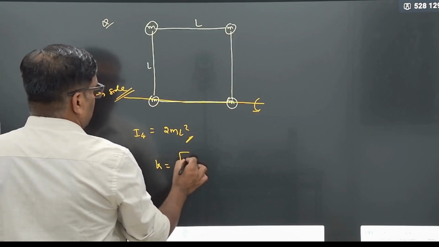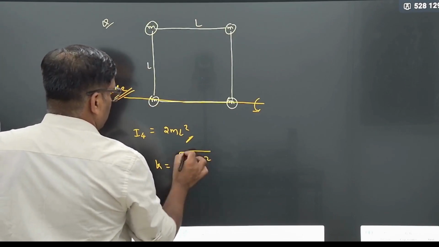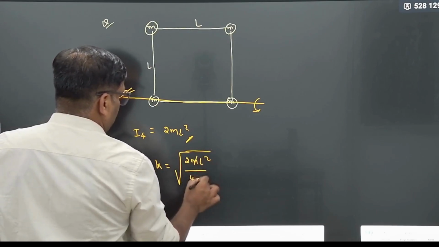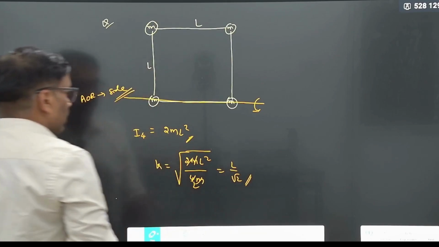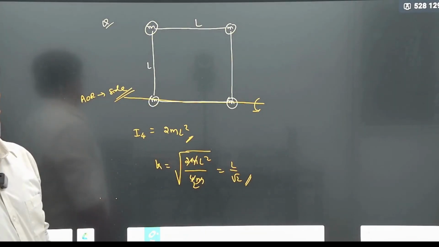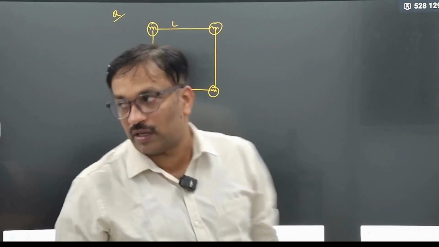So, what will be the radius of gyration here now? Radius of gyration is nothing but 2mL square by 4m, therefore 4m get cancelled out. So therefore L by root 2 will be your radius of gyration onto this. Clear? We will calculate the moment of inertia.